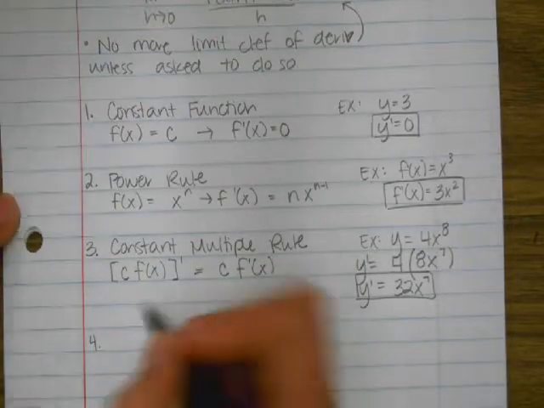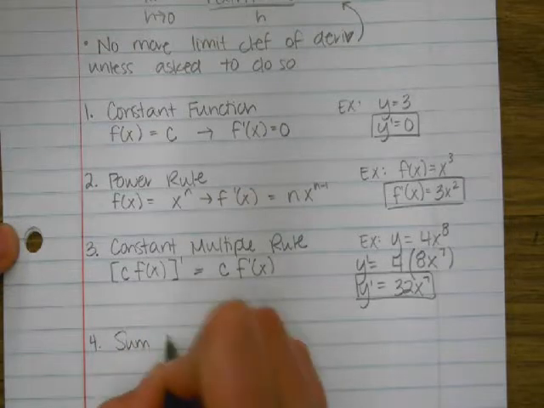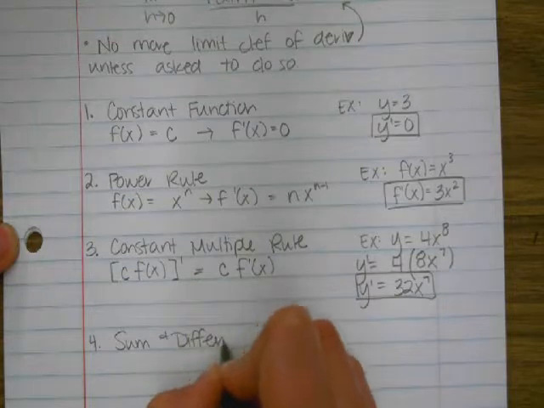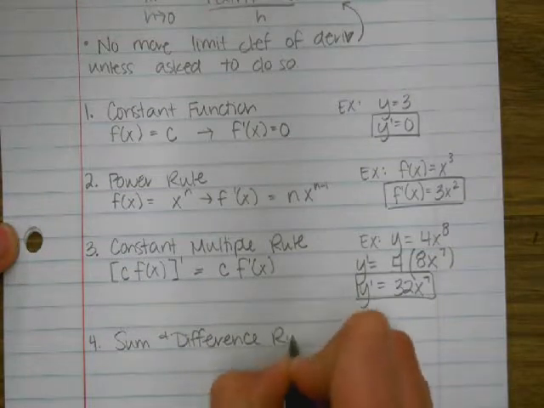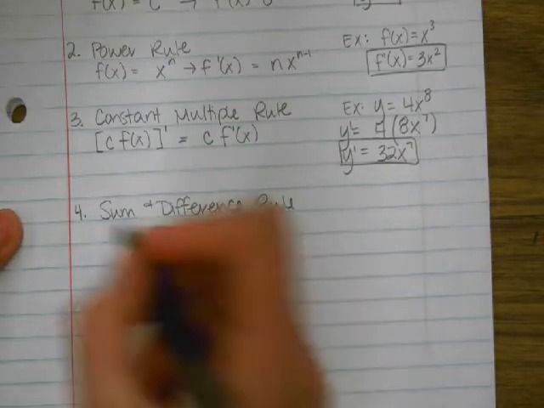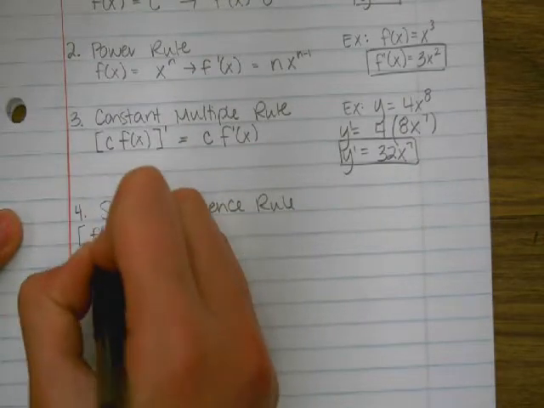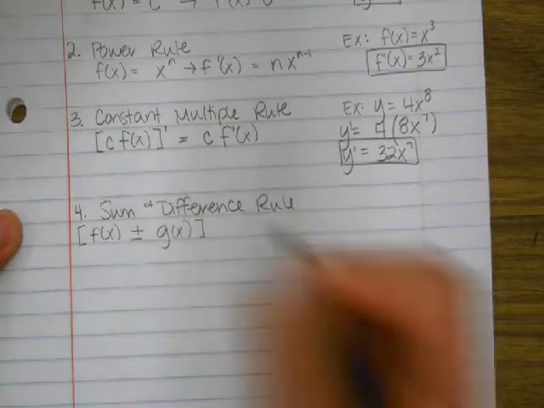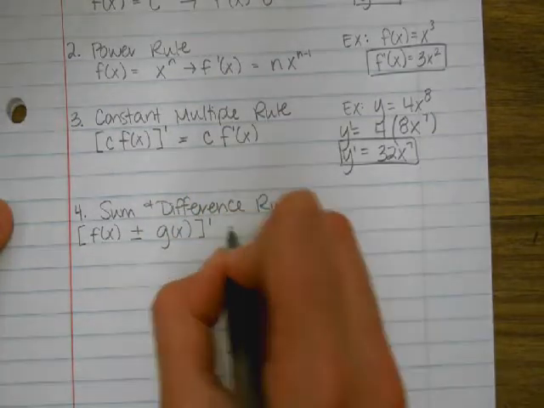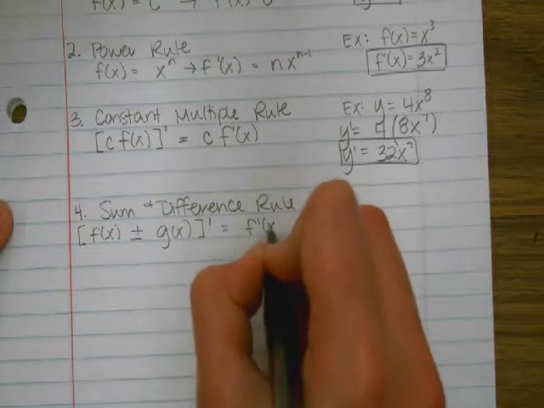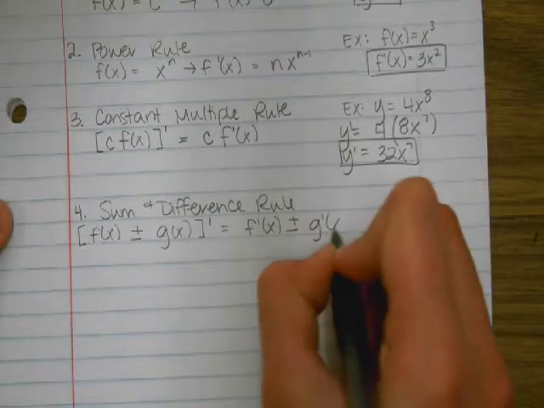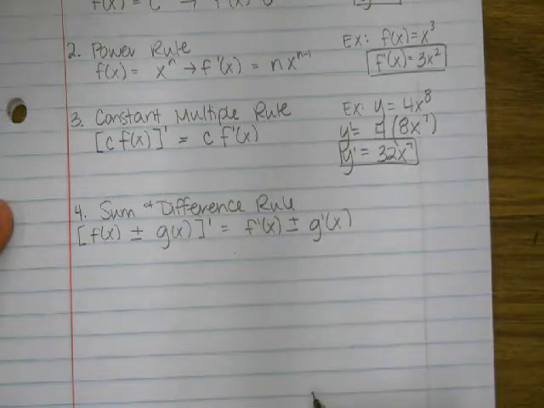The next rule is the sum and difference rule. The sum and difference rule says that if you have one function and you're adding or subtracting another function from that, and you want to find the derivative, it's just the derivative of the first function plus or minus, whichever you happen to be doing, the derivative of the second function.